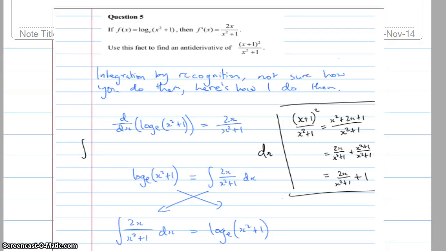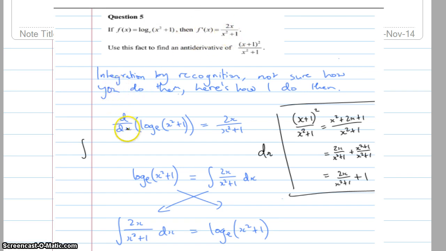Okay, we're going to use integration by recognition to find out the answer to this question. What we know, or what they've told us, is that the derivative of log e of x squared plus 1 is equal to 2x over x squared plus 1. They've told us that. We didn't need to do the derivative, but I guess if we did, we'd find that out.